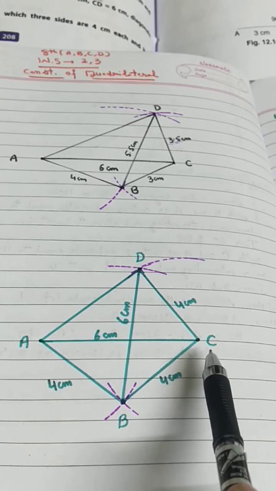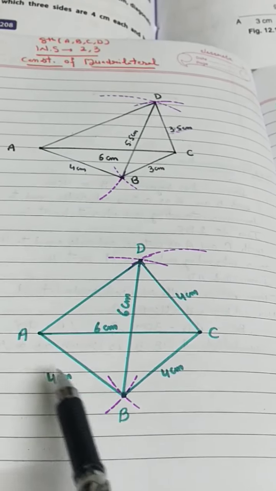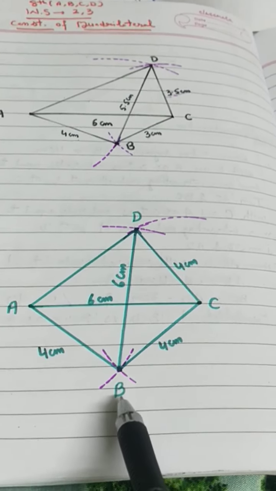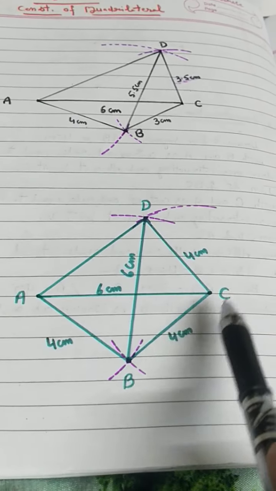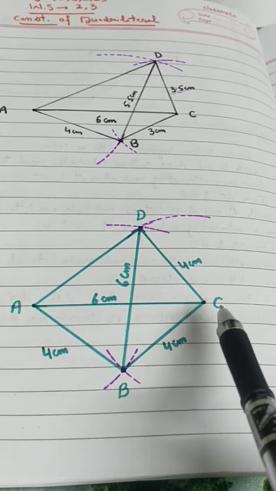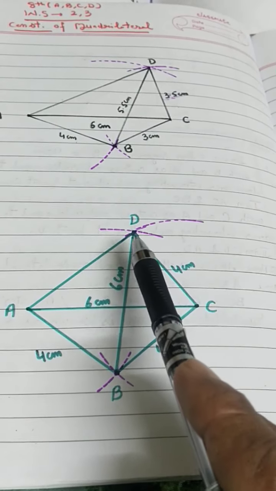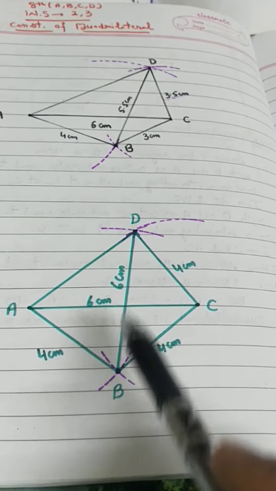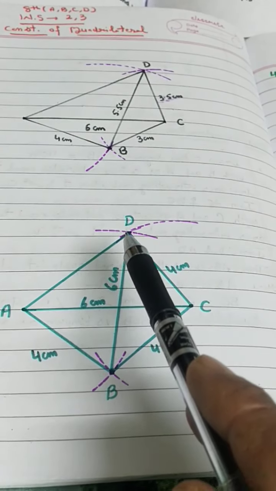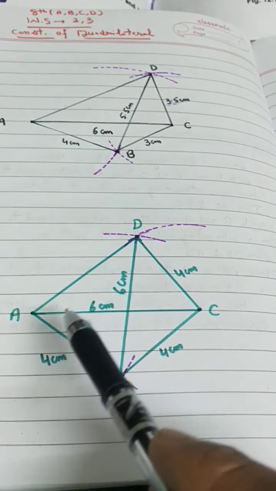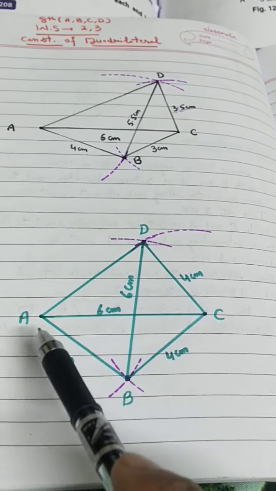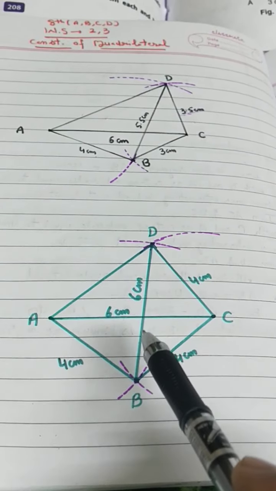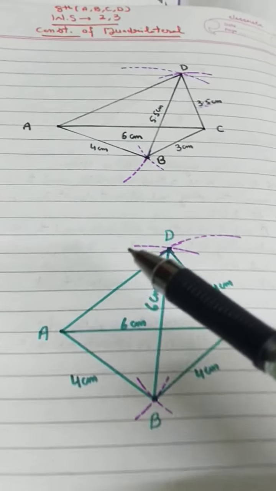With A and C as center and radii equal to 4 centimeter, draw arcs intersecting each other at point B. Join AB and CB. Again, with C as center and radius equal to 4 centimeter, draw an arc. After that, with B as center and radius equal to 6 centimeter, draw another arc intersecting the previous arc at point D. Join AD and CD. Thus, ABCD is the required quadrilateral. So, all constructions will be similar. You can do your construction using ruler and compass.